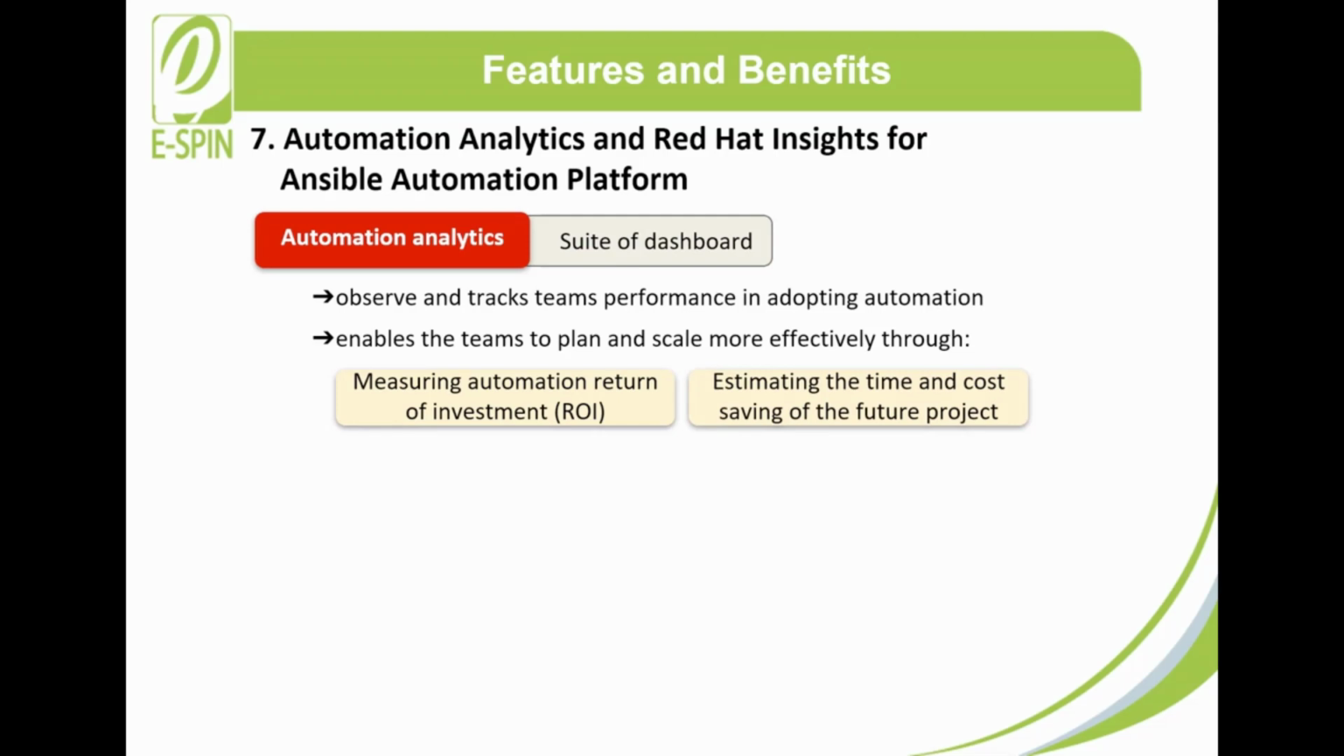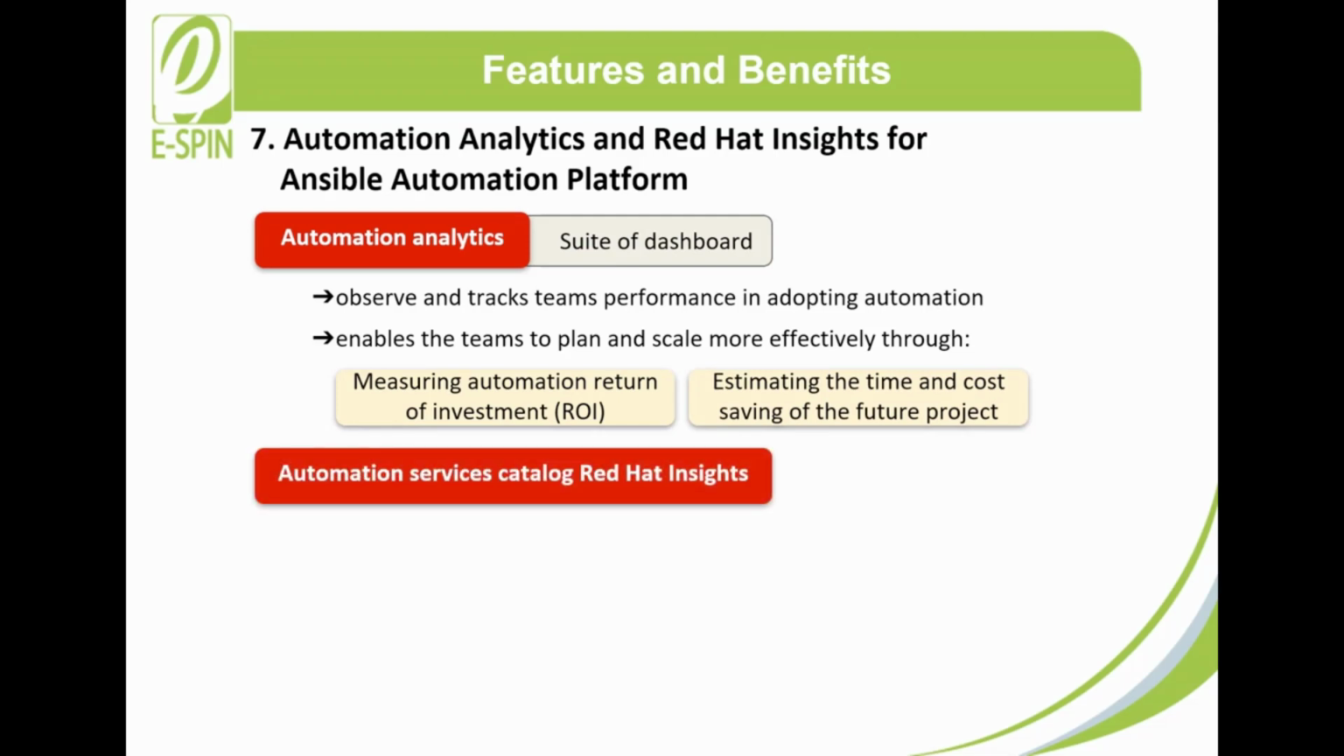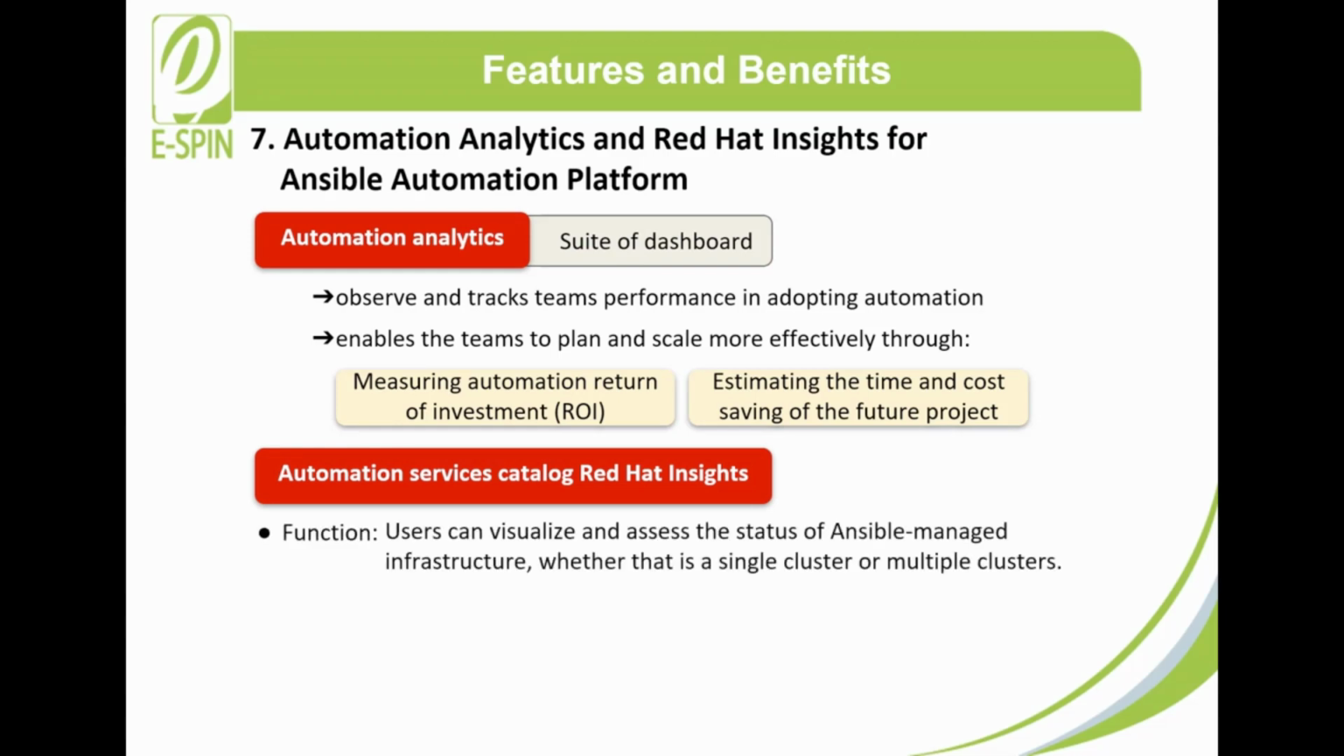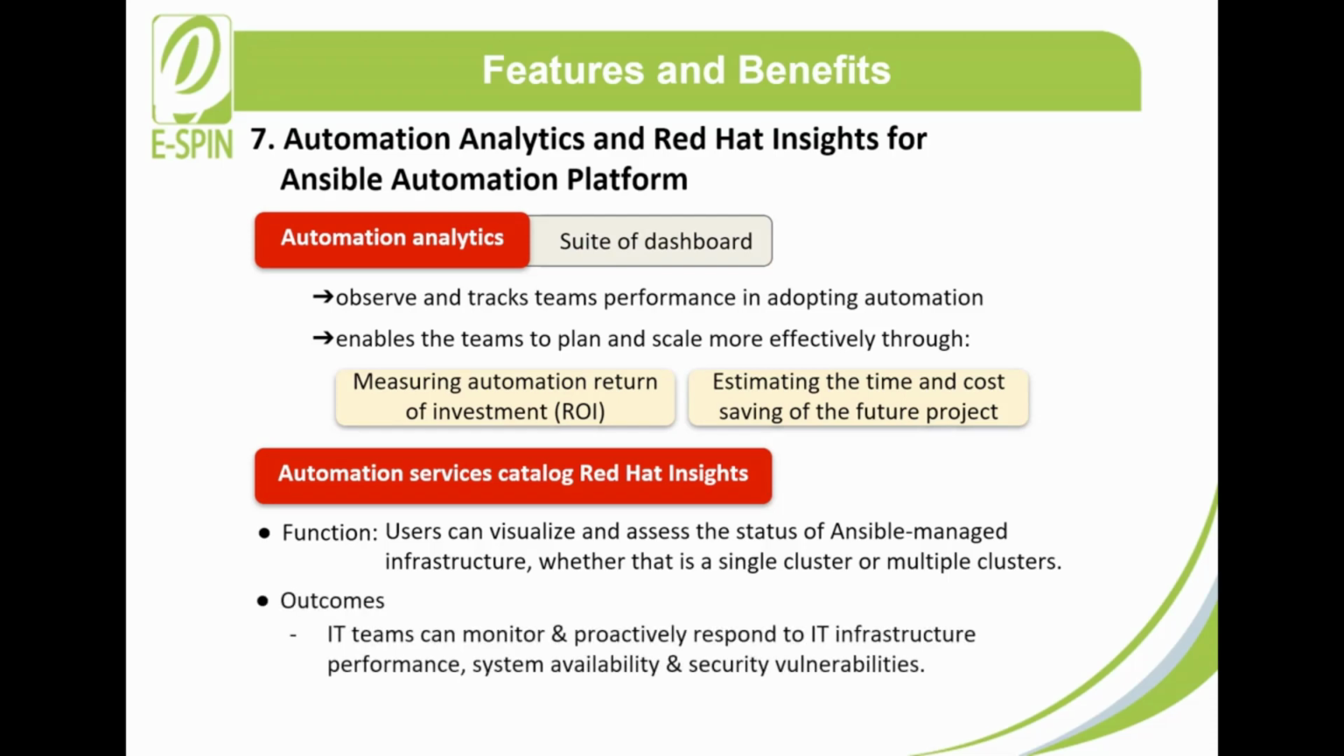Secondly, Automation Services Catalog Red Hat Insights for Red Hat Ansible Automation Platform enables users to visualize and assess the status of Ansible managed infrastructure, whether that is a single cluster or multiple clusters. As a result, IT teams are able to monitor and proactively respond to IT infrastructure performance, system availability, and security vulnerabilities, thus reduce compliance risks, security threats, and potential downtime.